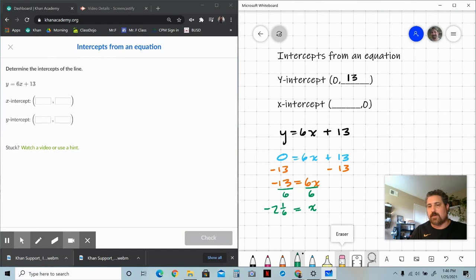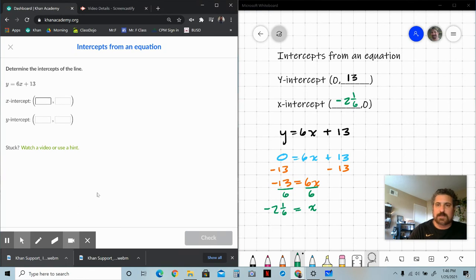So you could put it in any form you want. I think it's fine just to leave it as negative 13/6. I'm not really sure exactly what form they want it in. It doesn't make a difference. This is its real value, right? So it's going to cross the x-axis at negative 2 and 1/6. And so now we're going to go in and put our answer in.